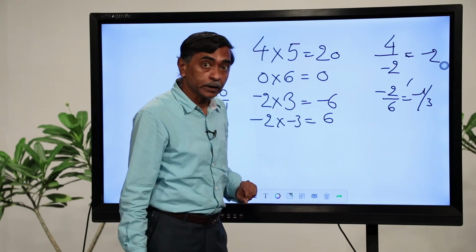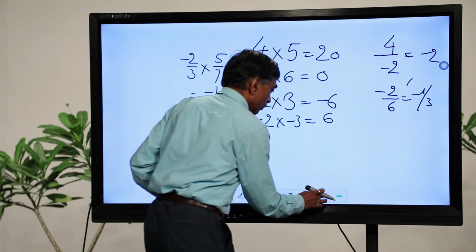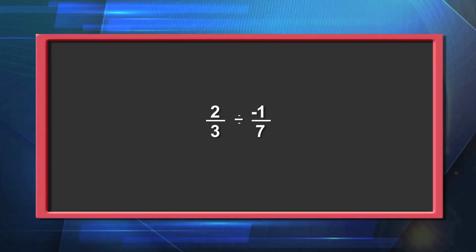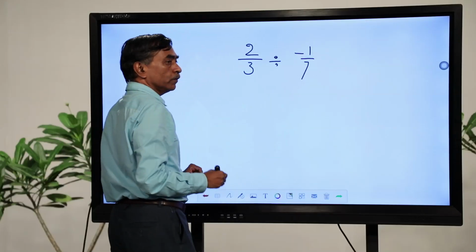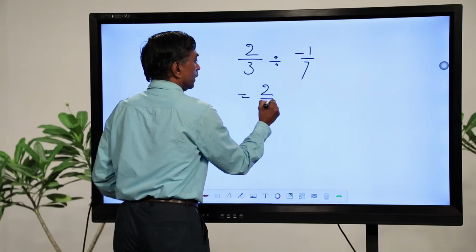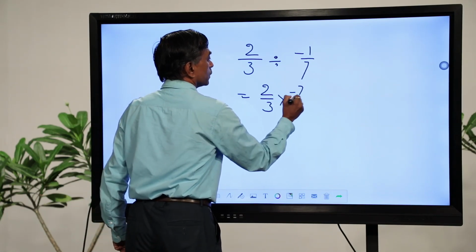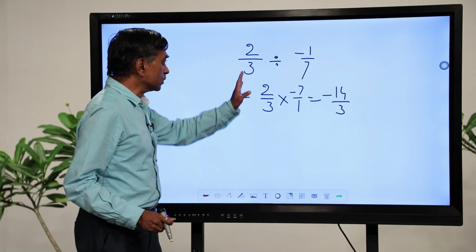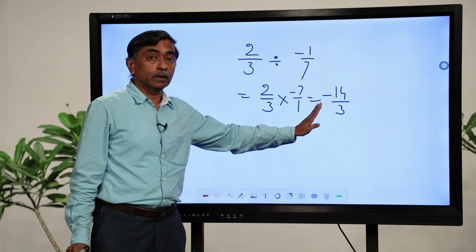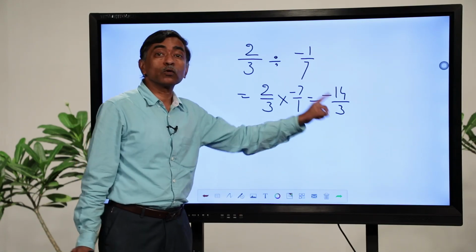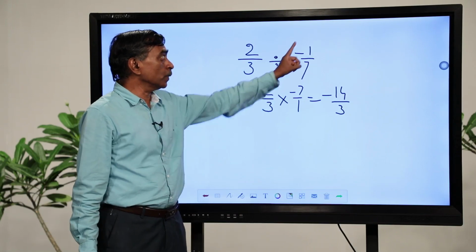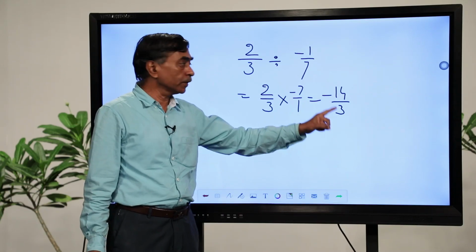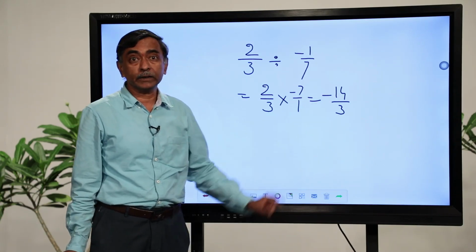But if I take two rational numbers, for example 2 by 3 divided by minus 1 by 7, if I want to divide these two, this is nothing but 2 by 3 multiplied by minus 7 by 1, and that is minus 14 by 3. So, apparently it appears that this is closed under division. 2 by 3 is a rational number, minus 1 by 7 is a rational number, and the quotient we got, minus 14 by 3, is again a rational number.